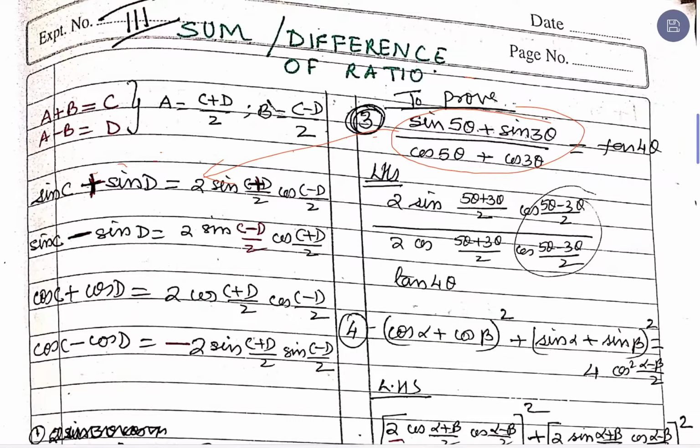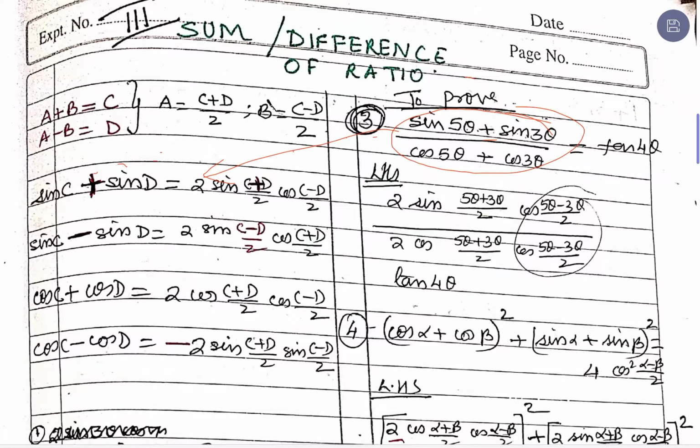So the numerator part is associated with the first form. That makes it 2 times sine of (C plus D) upon 2, that is (5 theta plus 3 theta) upon 2, times cos of (C minus D) on 2, that is (5 theta minus 3 theta) upon 2.